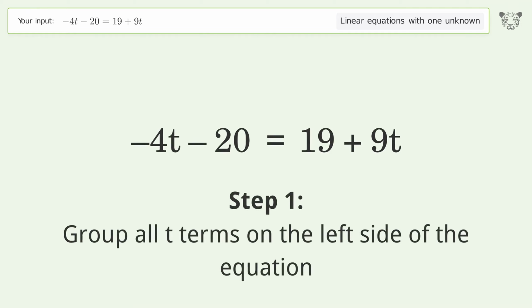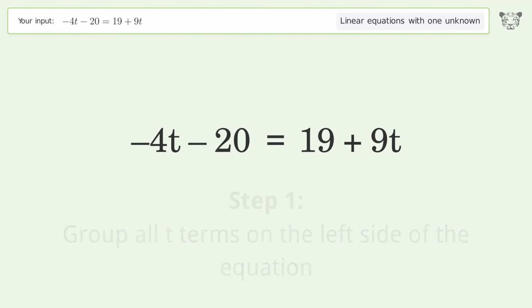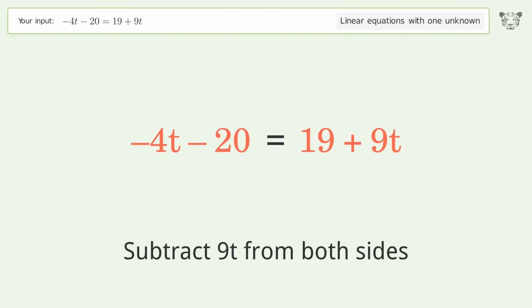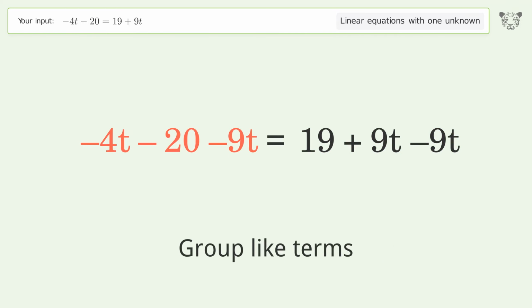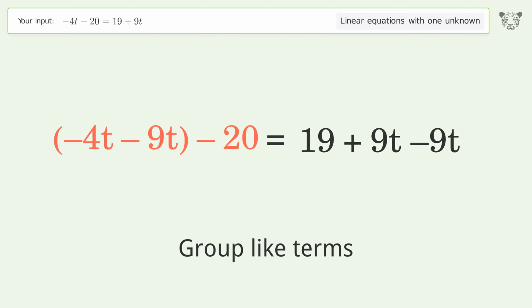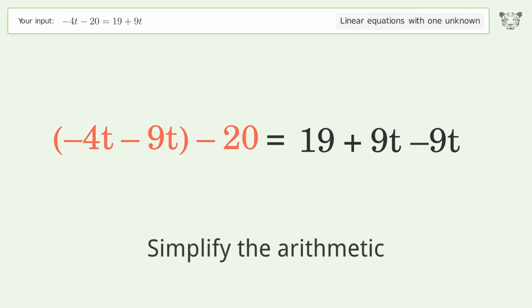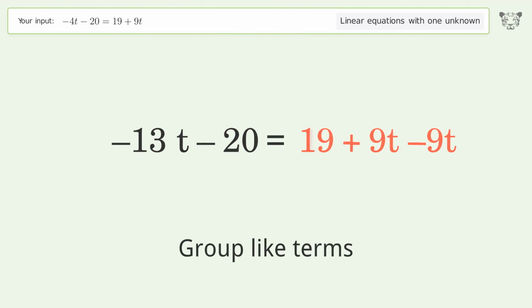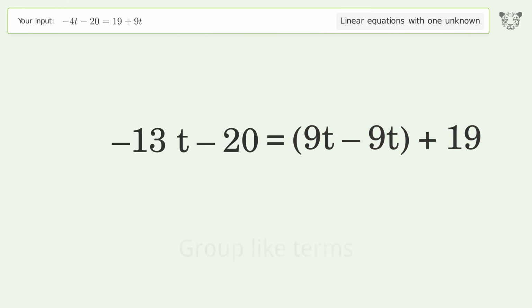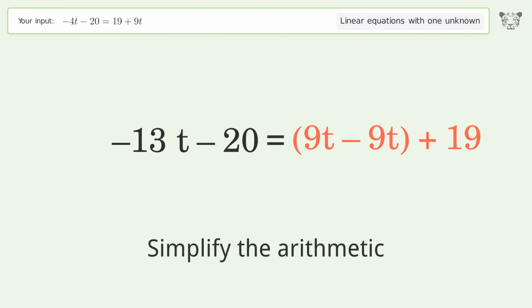Group all t terms on the left side of the equation. Subtract 9t from both sides. Group like terms. Simplify the arithmetic. Group like terms. Simplify the arithmetic.